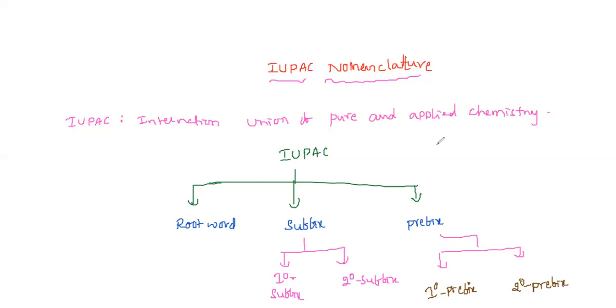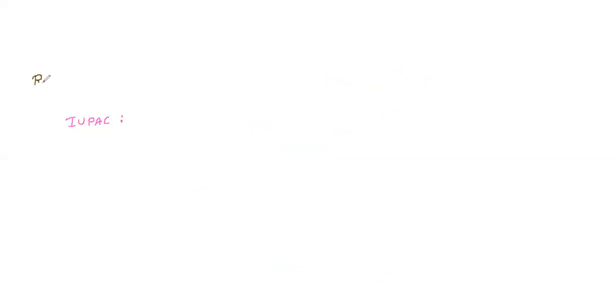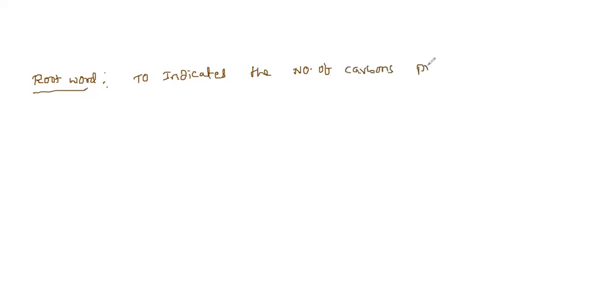So any molecule they give, you have to find out first the root word. What is the root word? What is the suffix? What is the prefix present in this system? You have to find out. So now I will discuss what is the root word. Root word indicates the number of carbons present in the system. How many carbons are there? That is what the root word indicates. Root word always indicates number of carbons.